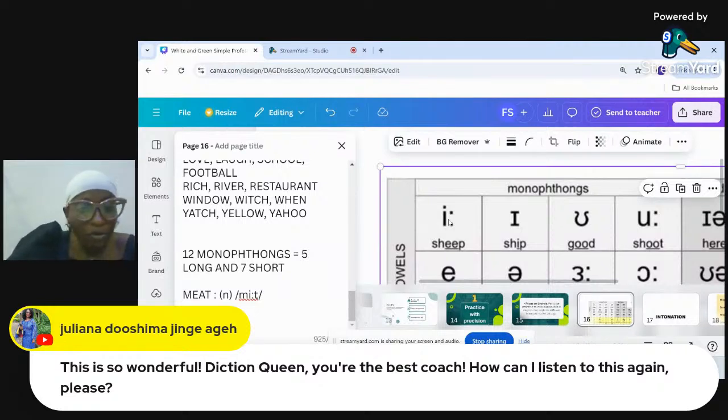We have other words like please, not 'police'. Please, please. I met a policeman. Policeman. Not 'I met a policeman' with a long sound. The O there is not sounding O. The O there sounds like a short schwa. I met a policeman.